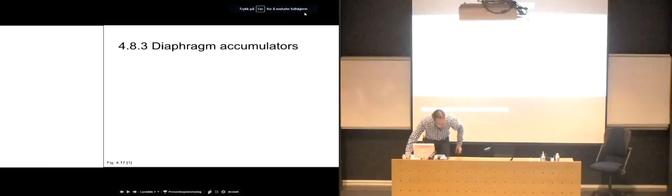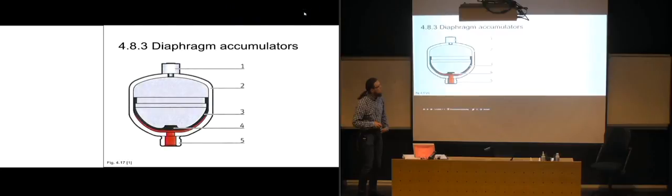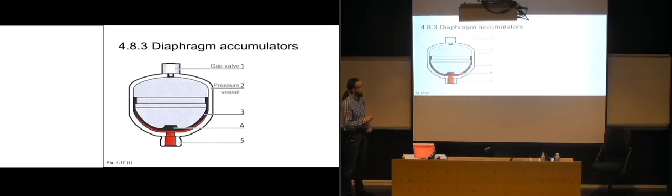So then we're going to look at the diaphragm accumulator. And this one also has a gas valve up top, of course, because you need to preload it with gas. It has a pressure vessel, which is usually shaped something like that, so it looks like a cross between a bottle and a ball, basically. And it has this black part here, which is the diaphragm, which is usually some sort of rubbery substance that is used, so it can be deformed by the pressure.